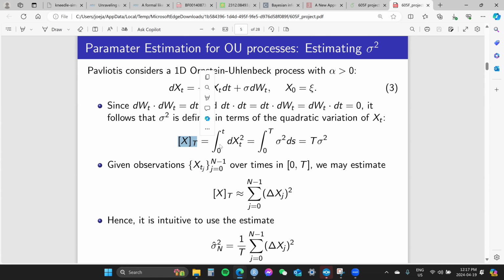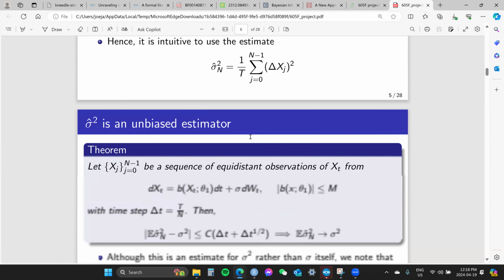But in practice, we don't actually have the continuous path. We just have these discrete observations. So if you want to estimate the diffusion parameter sigma, you just do the natural thing, you discretize it. This assumes you have even time spacings. To approximate this dXt, you just use what you observe in your data, and then you get a corresponding estimate for sigma. Based on how many data points you have, call it capital N, you sum up all your squared differences and then divide by the observation period. And that's it. It turns out that this is an unbiased estimator.